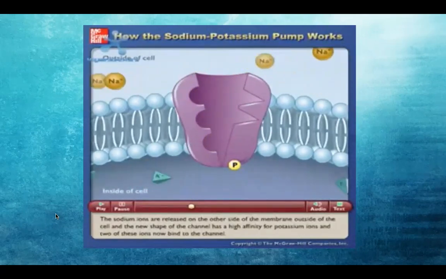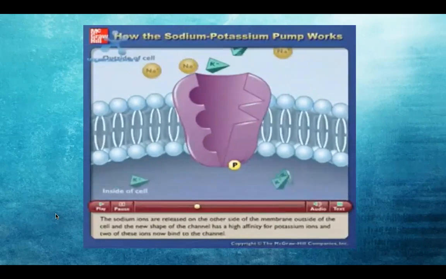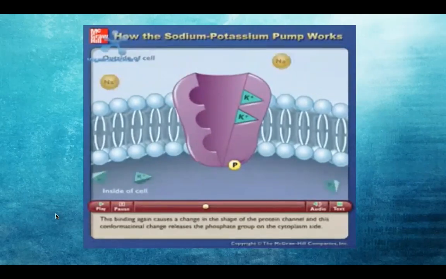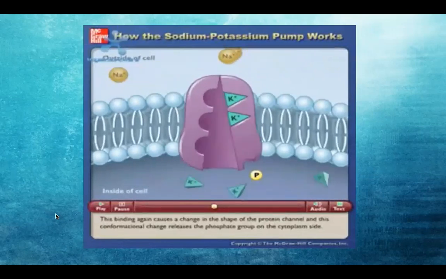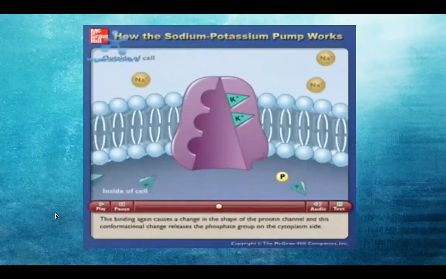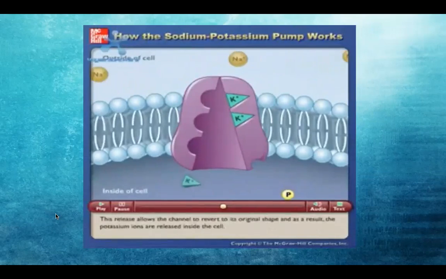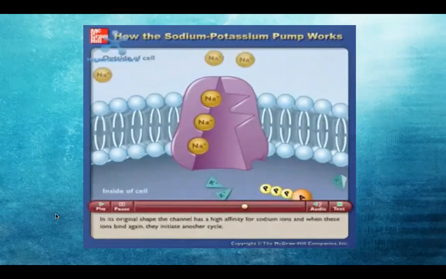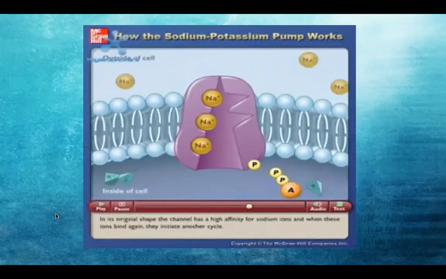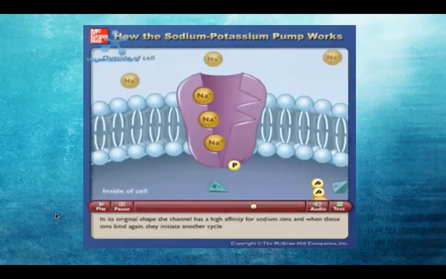of the channel has a high affinity for potassium ions, and two of these ions now bind to the channel. This binding again causes a change in the shape of the protein channel, and this conformational change releases the phosphate group on the cytoplasm side. This release allows the channel to revert to its original shape, and as a result, the potassium ions are released inside the cell. In its original shape, the channel has a high affinity for sodium ions, and when these ions bind again, they initiate another cycle.